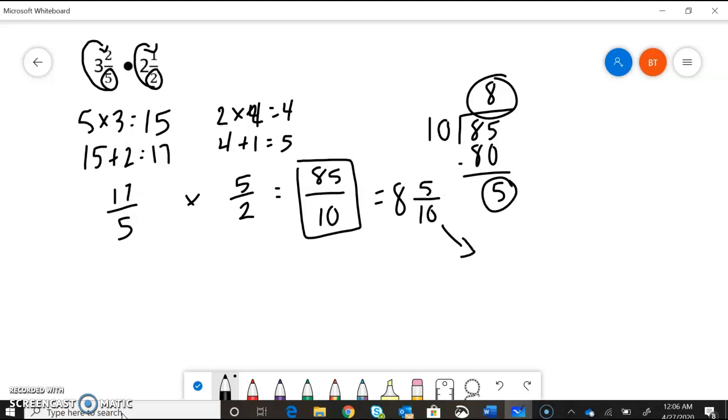But remember, we can convert 5/10 into 1/2. So our final answer should be 8 1/2.